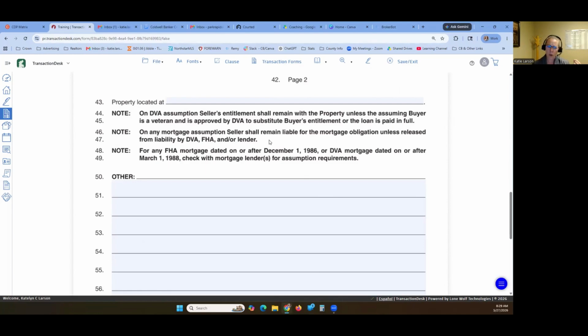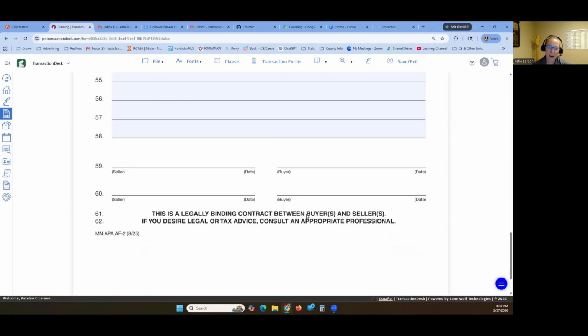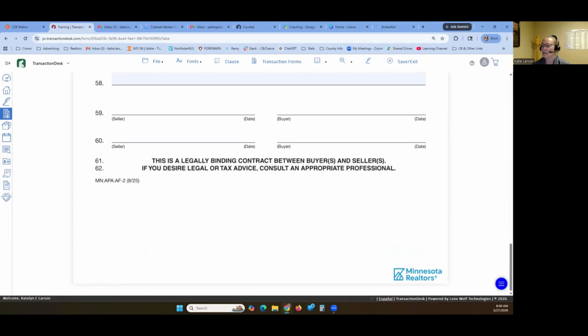48 to 49. For any FHA mortgage dated on or after December 1st, 1986, or DVA mortgage dated on or after March 1st, 1988, check with mortgage lender for assumption requirements. I don't know why this is there, to be quite honest, because you should always be checking with the mortgage lender for what the assumption requirements are. Okay. The next piece is the other category. You can put whatever other terms you need in relation to the assumption financing in here. Then everybody's got to sign, just like everything else.